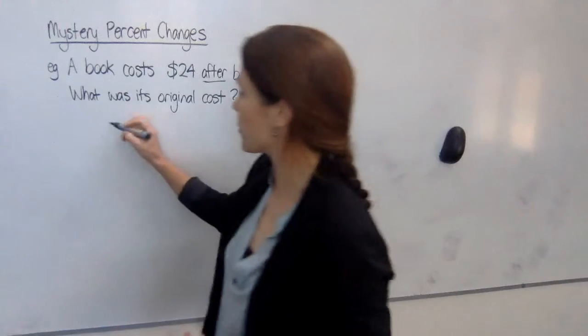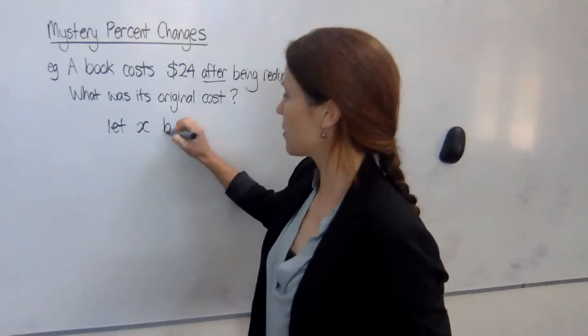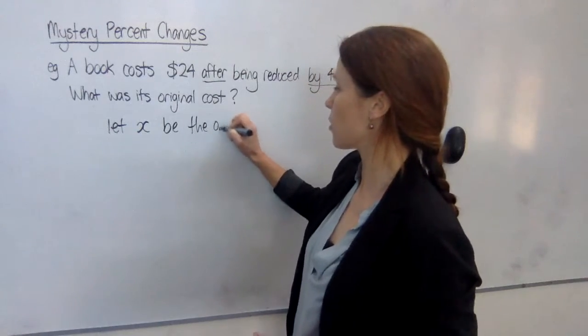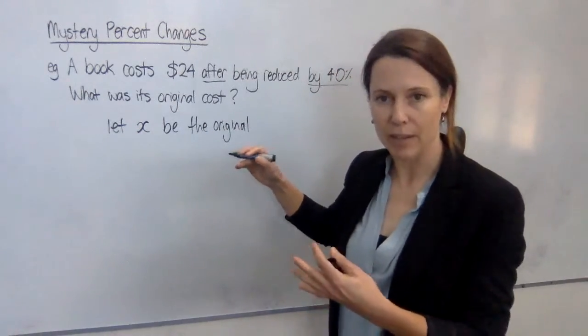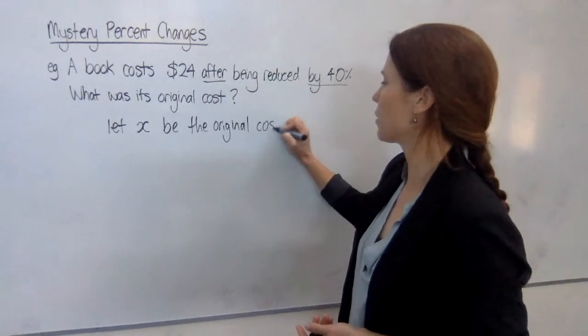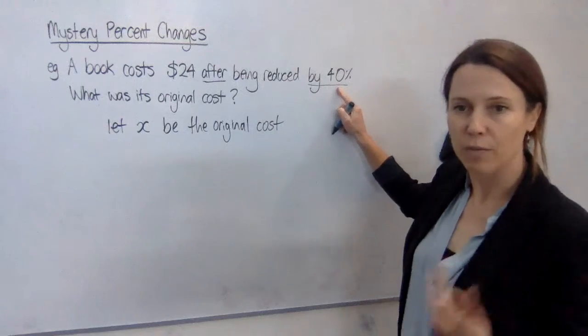So the easiest way to do this is to use algebra and say, let's let x be the original cost. Now we don't know what x is, but we can write a statement about x and then solve it. All right, now the part that you want to do in your head is the 40%.